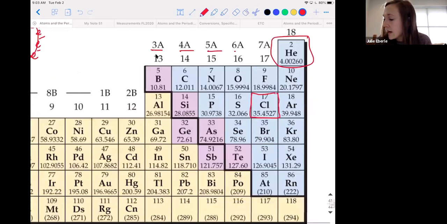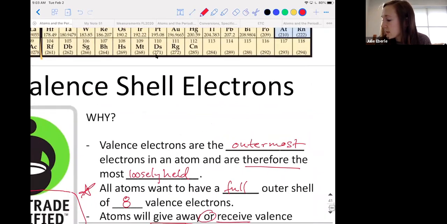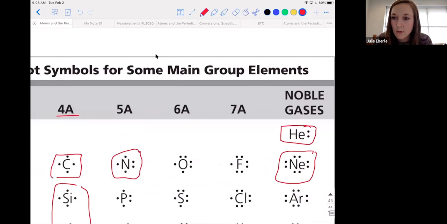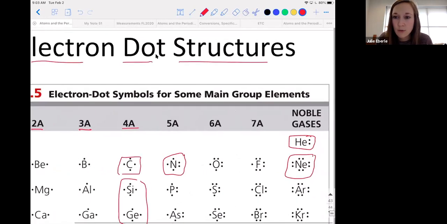Okay, so that's why when we draw the electron dot structure for helium, we're done when we hit 2. Okay, it's full with 2. It's stable with 2. It's as stable as any other noble gas that has 8. So that's kind of one exception you need to know about.